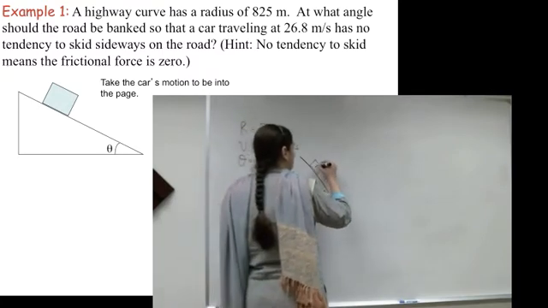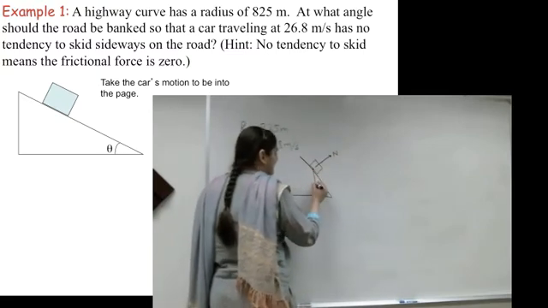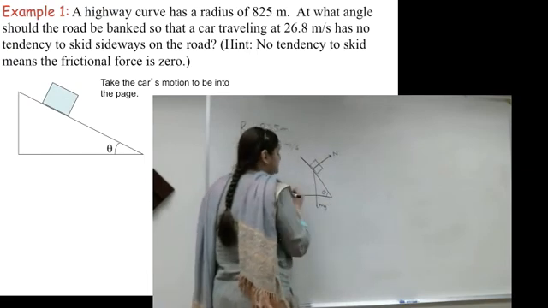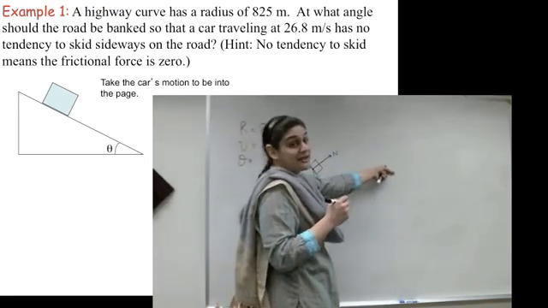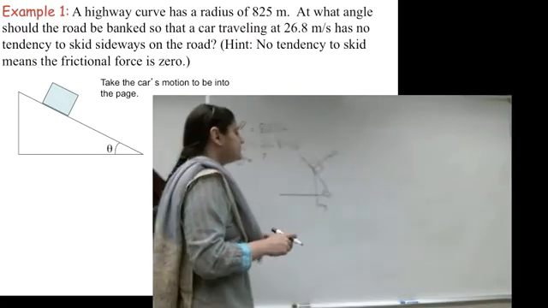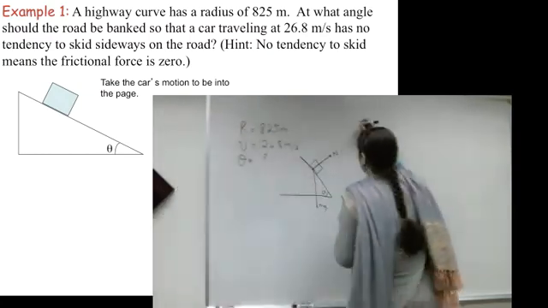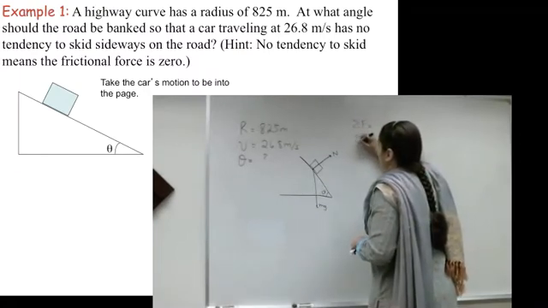And in that car, I will always have a normal force acting on it, and I will have an mg that acts downwards on it. Okay? And I know the centripetal force is always going to be directed towards the center of the circle. So in order to solve this problem, I am going to rewrite my sigma fx and sigma fy.